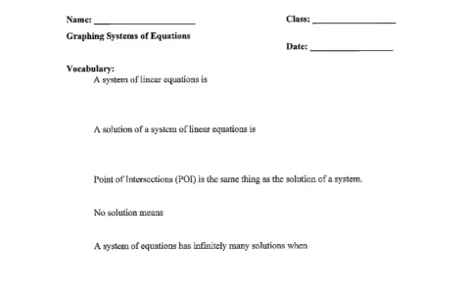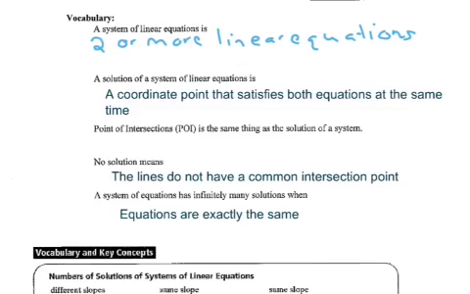A system of a linear equation is basically two or more linear equations. Alright, so as you can see here, I typed in this information just so you can see it a little bit better. A solution of a system of a linear equation is basically a coordinate point that satisfies both equations at the same time. It's basically your point of intersection, or sometimes abbreviated as POI.